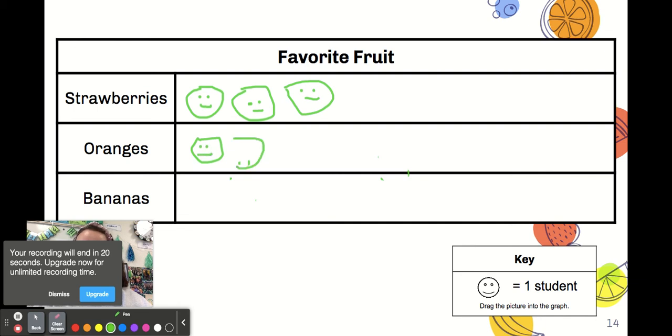Now, this is just another way to show our data. The tally chart also works, but this is just another, kind of more fun way to show our information and to compare the data. So obviously, I'm not going to finish this by the time this video ends, but as you guys can see, a picture graph is just another way we can show our data.